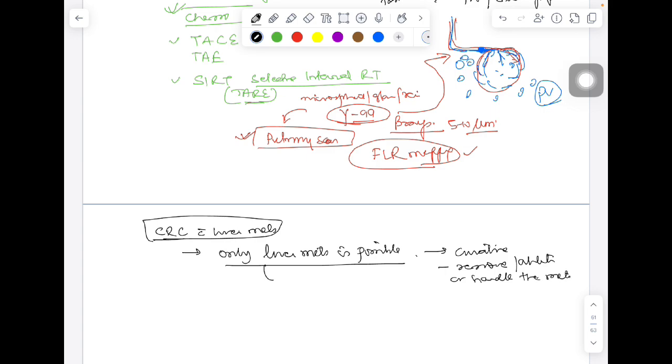Remove or ablate or handle, better word is handle the mets. Okay, earlier it was known that you do a PET CT, and if extrahepatic mets are present, no surgery. But now with advancement, this notion has changed.